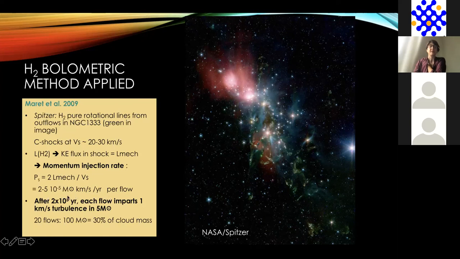And from this calculation, you see that after 2×10^5 years, which is typically the duration of the protostellar phase, each flow imparts a turbulence of 1 kilometer per second in 5 solar masses. So if you have 20 flows, which is roughly the number of flows here, you can inject turbulence in 100 solar masses, which is about 30% of the cloud mass. So it's really not a negligible effect on the cloud.